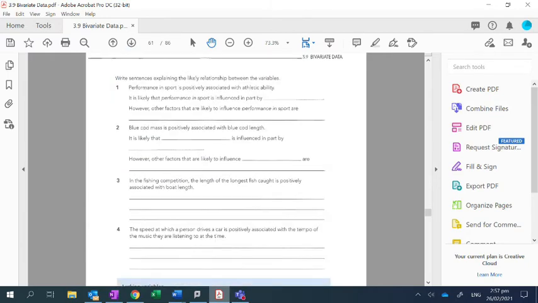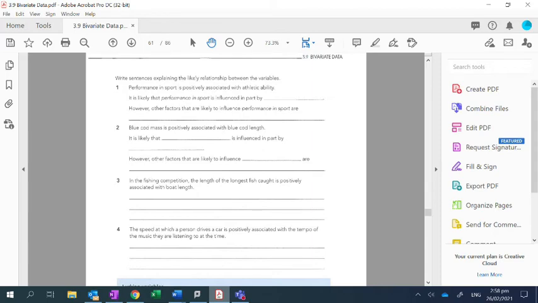So here's some exercises. You're going to be doing just that. Let's look at what you're supposed to be doing. Performance in sport is positively associated with athletic ability. It is likely that performance in sports is influenced in part by what? What are we measuring here? Athletic ability. However, other factors that are likely to influence performance in sport are what do you think?